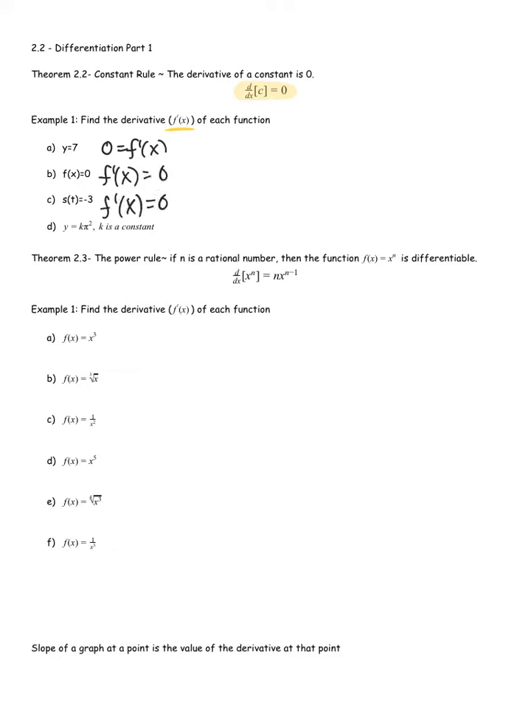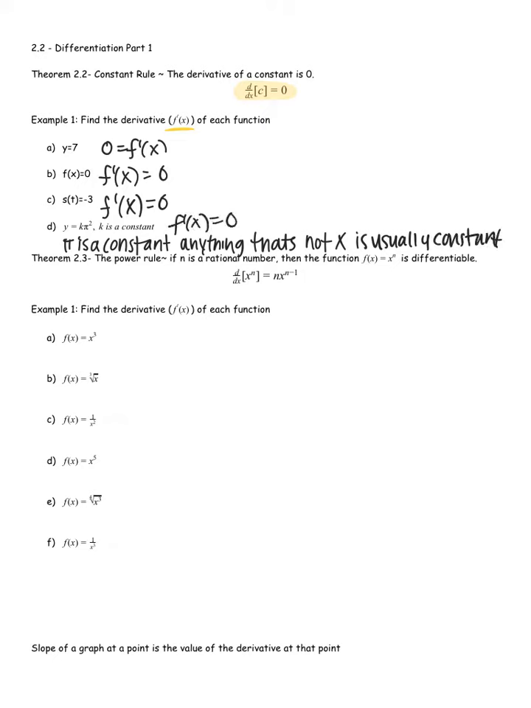Now the next one, if k is a constant, pi we know is a constant, remember that. Pi is a constant. And in calculus, anything that's not x is usually constant. So here, f prime of x equals 0.